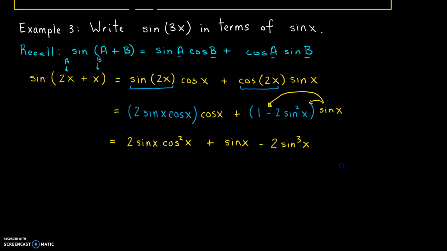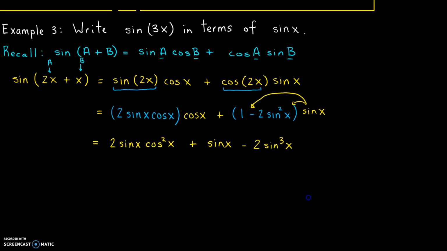It looks like I'm almost there. If you look at this very carefully, we have our sine x there, a sine x there, and a sine cubed x here. The only problem is that we have a cosine squared. To get rid of cosine squared, think back to one of your identities: sine squared of theta plus cosine squared of theta equals 1.